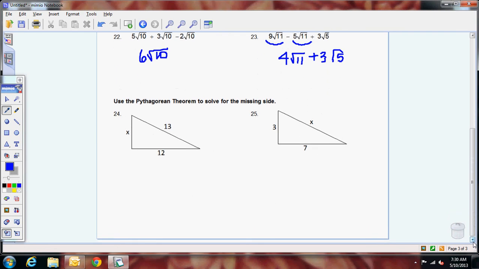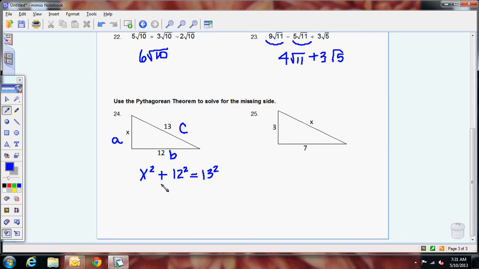Alright, so I have the Pythagorean Theorem here. A squared plus B squared equals C squared. So this is A, this would be B, and this would be C. So I have X squared plus B squared, sorry guys, 12 squared. Got ahead of myself here. So I know what B is, so I can write that down. So I have 12 squared is B, equals, my C is 13.